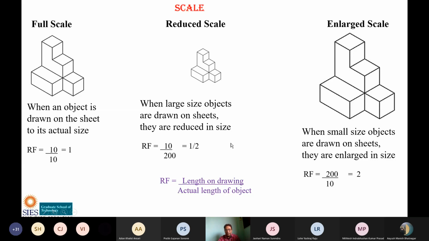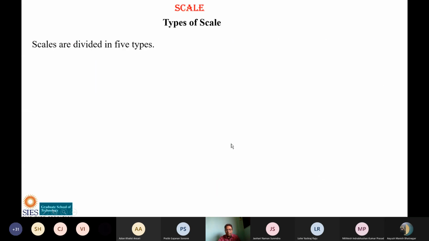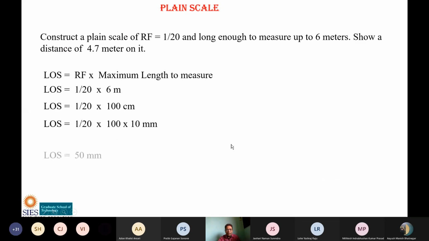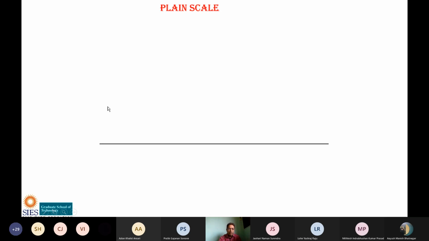So this actual length of the object has to be converted into length on drawing. That is RF. So by using this formula, we are coming to a conclusion that the length of the scale which I should draw on the paper is 50 mm. Am I clear to you? I hope I am clear to you.